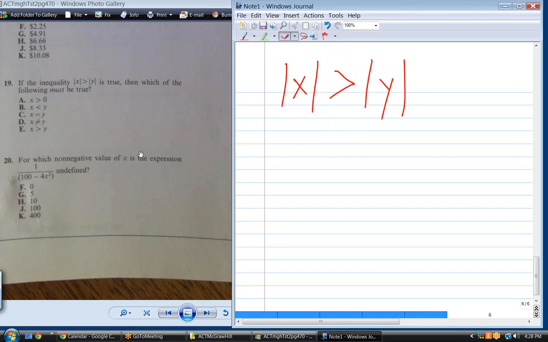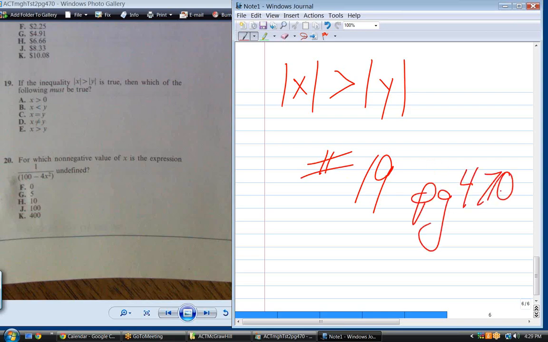All right, let's wrap it up there. And I'll make a note that we got through number 19 on this page. So the next time we go to do ACT, we'll know where to pick up.